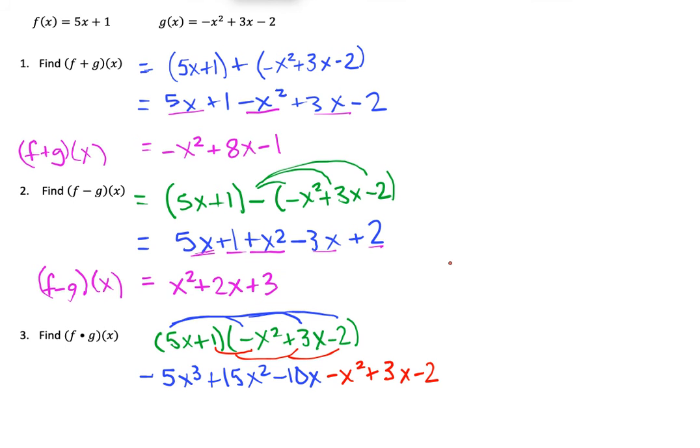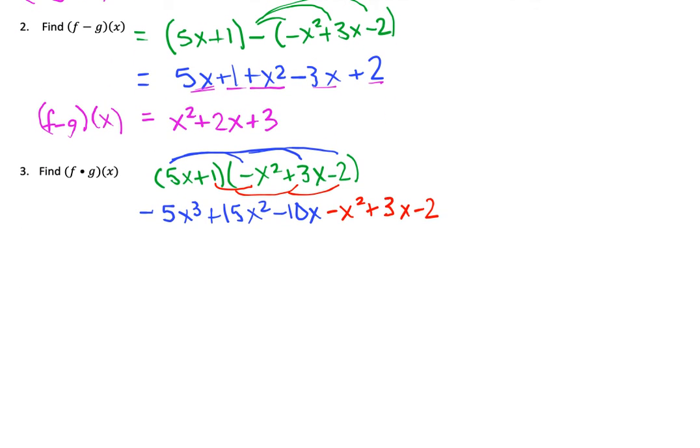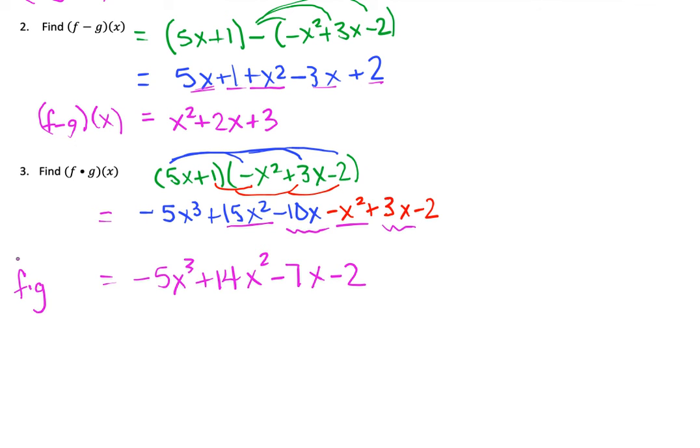Okay, so negative x squared plus 3x, minus 2. And then I'm just going to combine my like terms. So I have negative 5x cubed, that's all my cubes. Then I have a squared and a squared, so I got plus 14x squared. I have a minus 10x and a positive 3x, so negative 7x. And I'm just left with my minus 2. So my f times g of x is going to equal negative 5x cubed plus 14x squared minus 7x minus 2.